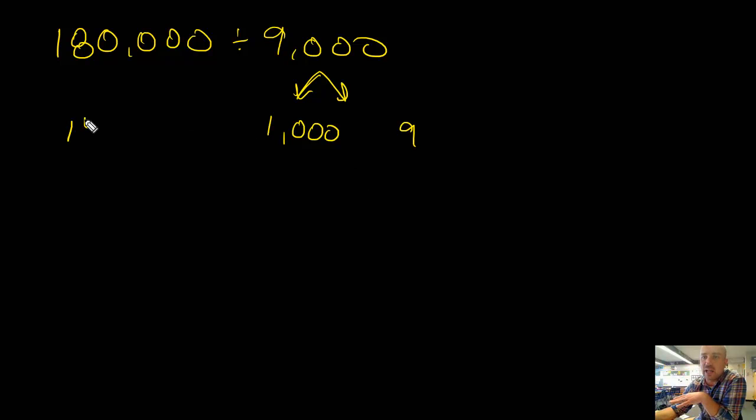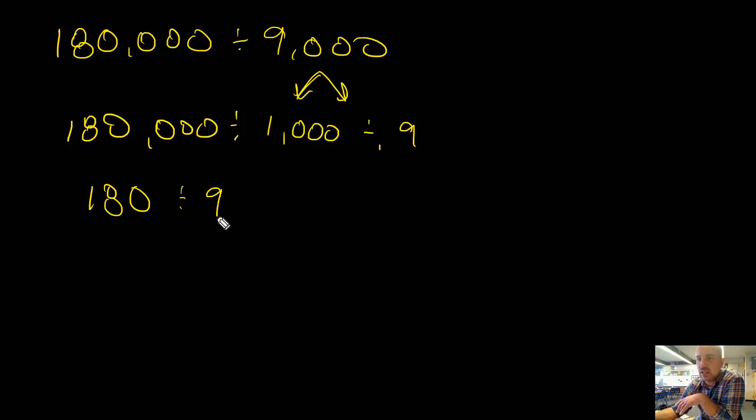Now I can put that back into my equation to help me solve this, so I get 180,000 divided by 1,000 divided by 9. 180,000 divided by 1,000, I'm eliminating 3 zeros. I'm getting a quotient of 180. And I still need to divide it by 9. 180 divided by 9, well, I can take my 18 divided by 9, and I know the answer is 2. And then I still have a 0 there, and I get my quotient of 20.